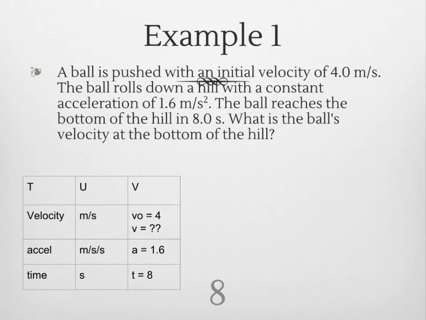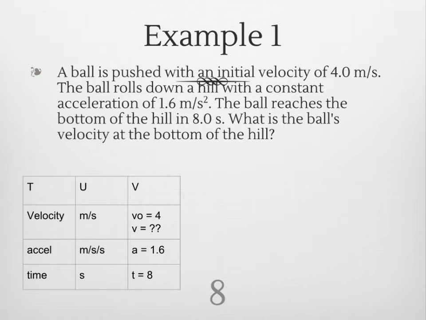Example 1. A ball is pushed with an initial velocity of 4 meters per second. The ball rolls down a hill with a constant acceleration of 1.6 meters per second squared. The ball reaches the bottom of the hill in 8 seconds. What is the ball's velocity at the bottom of the hill?